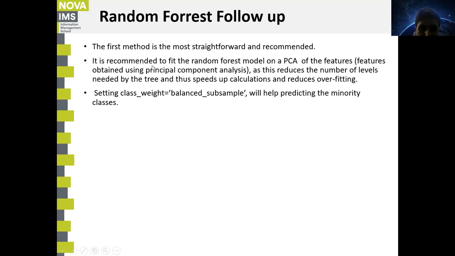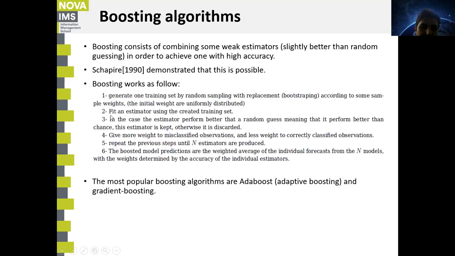It is also recommended to fit a random forest model on the PCA of the features, obtained using principal component analysis, as this reduces the number of levels needed by the tree and thus speeds up calculation and reduces overfitting. Setting class weight equal to balanced subsample in sklearn can help in predicting the minority class.